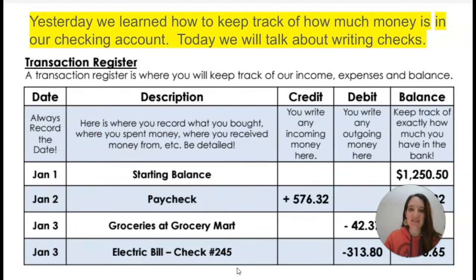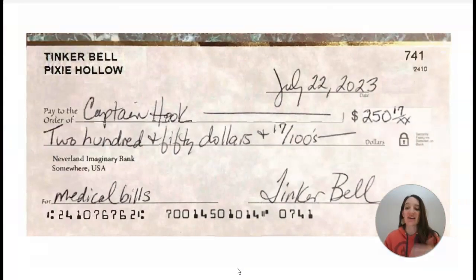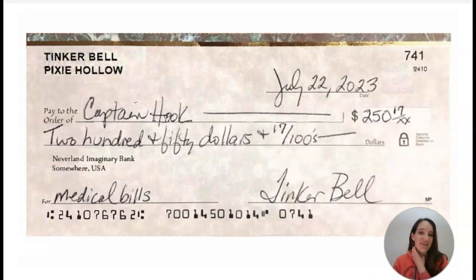So yesterday we talked about how to keep track of the money you get when you have a checking account. And one of the ways that you can use money from a checking account is by using a check. So what is a check? You've seen these before and it has all this writing and numbers and lines and everything. What are they and why do we need them? Well, checks are a good way to send and receive money in certain instances.